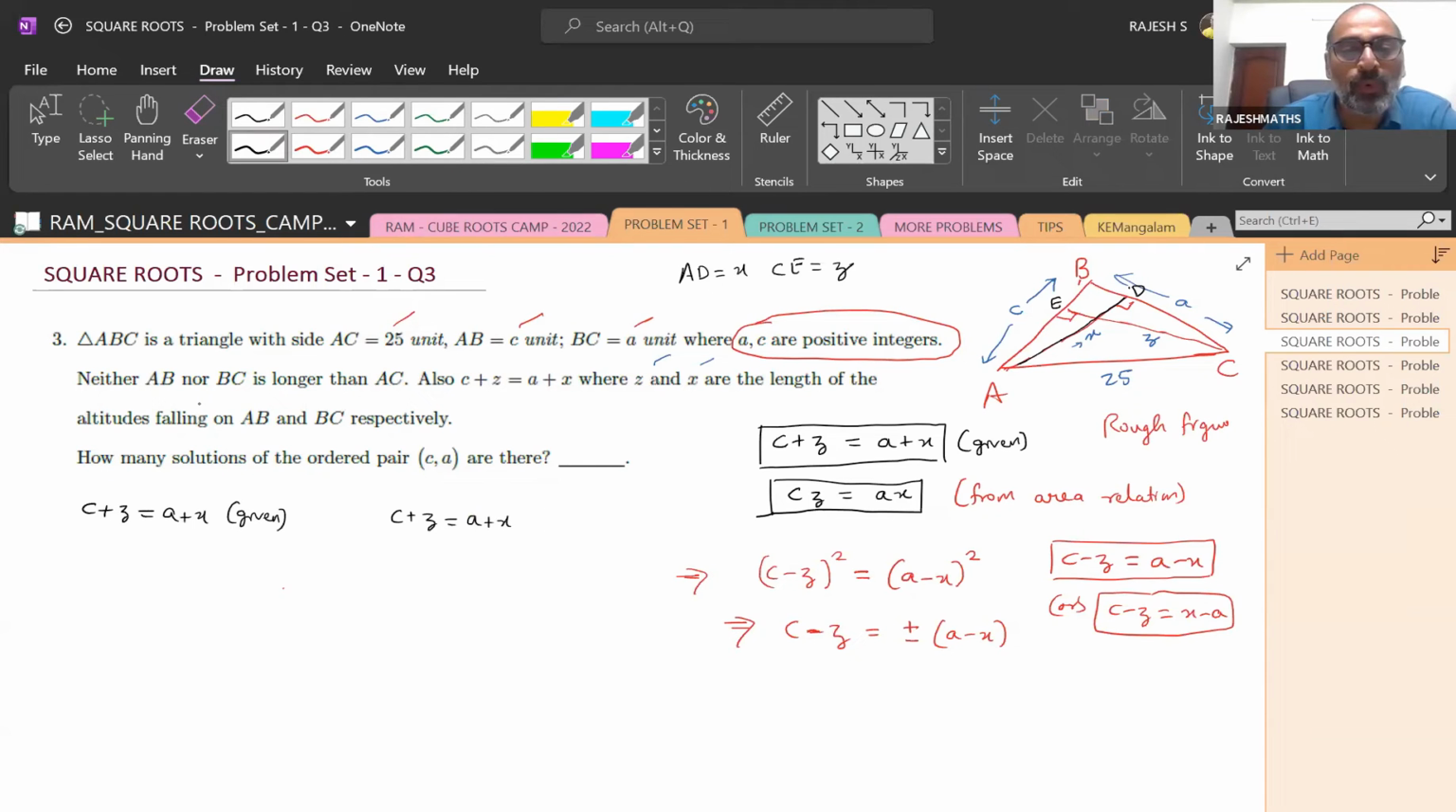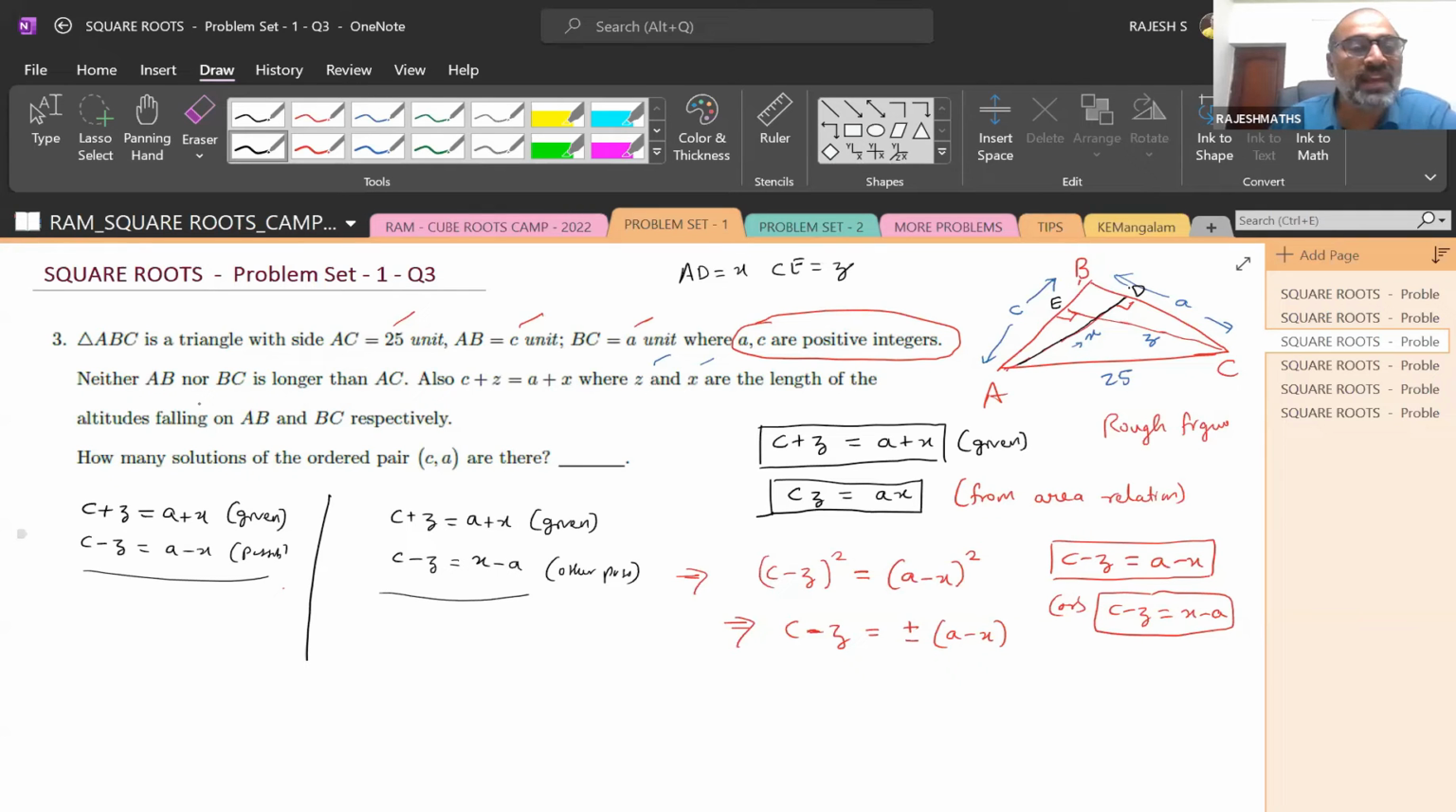I'm going to get two sets of equations because C minus Z is A minus X. C minus Z is equal to A minus X. This is one possibility. The other possibility is C minus Z is equal to X minus A. This is the other possibility. So we have to involve both. Okay, so either this will happen or that will happen.